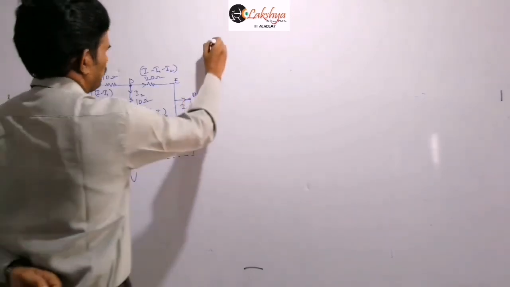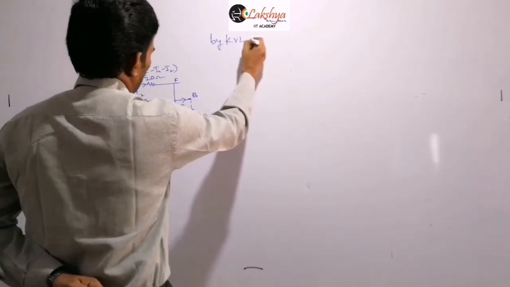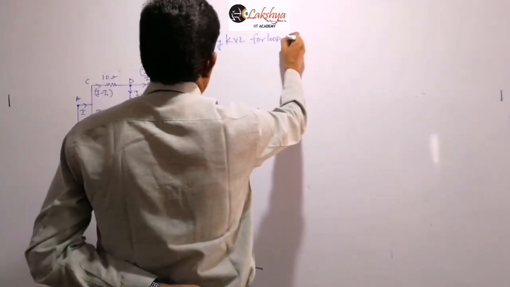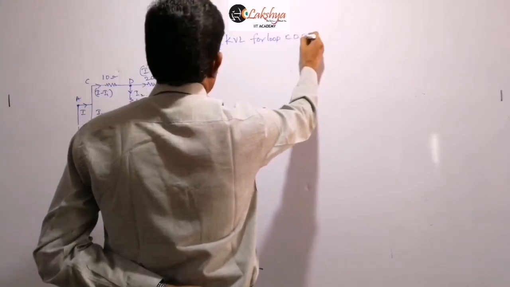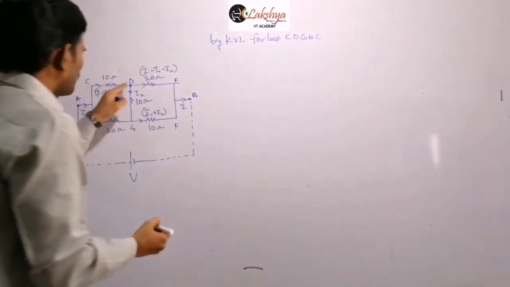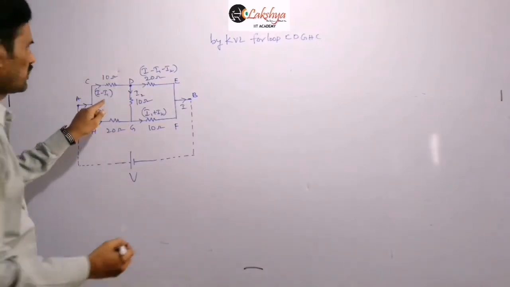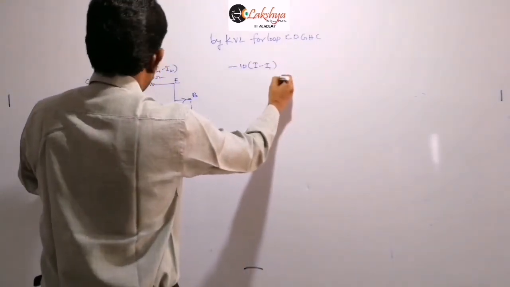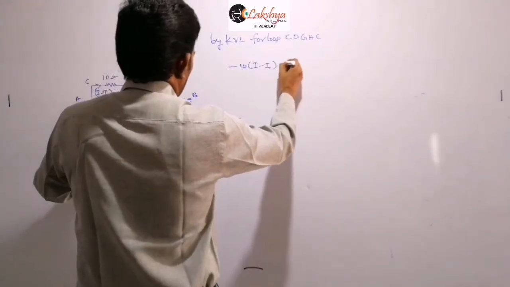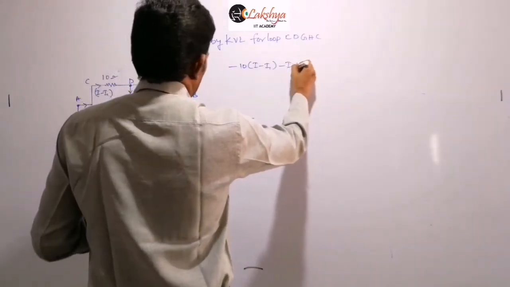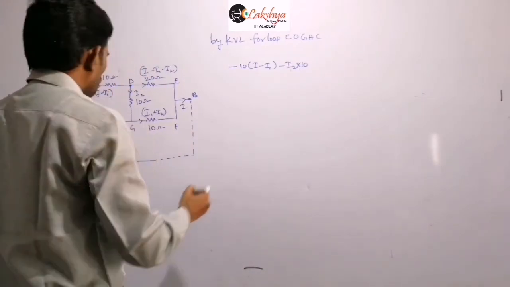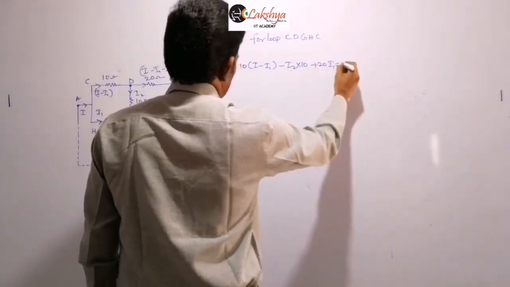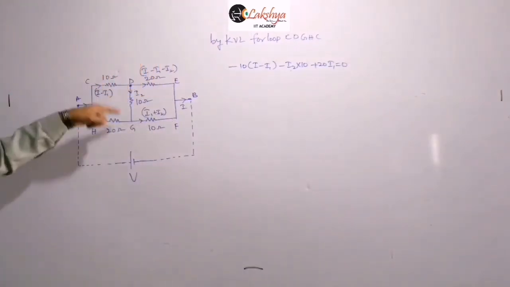So now by KVL for loop CDGHC. That means for this loop I am taking here. For this loop if I consider, then minus 10 of I minus I1, this is minus I2 into 10, and this is also plus 20 into I1. This is equal to 0 because there is no EMF here in this part.